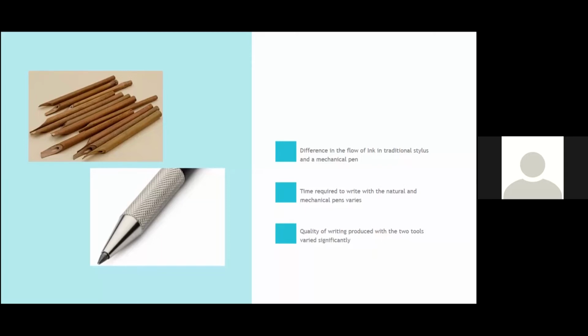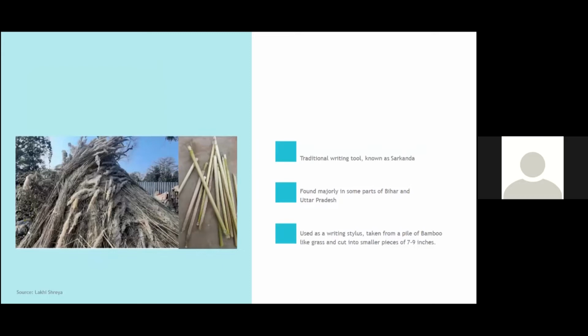While using the bamboo styluses, it is a very back and forth process where you have to dip the stylus in the ink to produce writing. And the second major difference is the time taken with the bamboo styluses, which is Sarkanda, and the mechanical pens. So here is an image of the Sarkanda, which is a bamboo-like grass, available in parts of Bihar and Uttar Pradesh, that was used for creating this stylus.